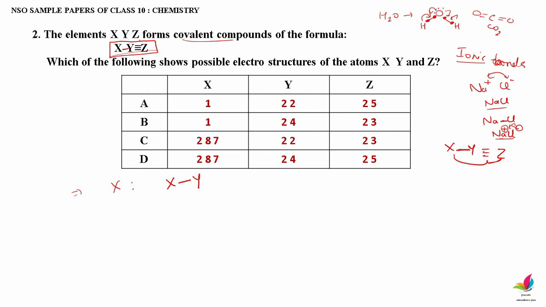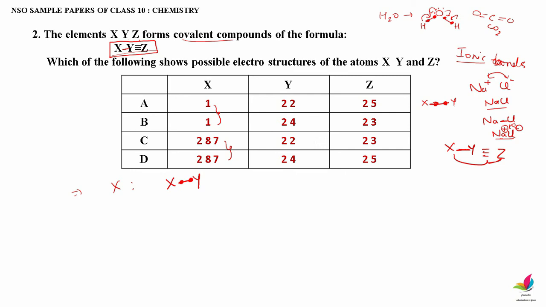Now we know how this one bond is formed. It is formed due to mutual sharing of electrons. Always remember, one bond represents two electrons, one from each of the adjacent atoms. Similarly here, one electron will be from X and one electron from Y. In the options you can see that these two are the same and these two are the same, so we can analyze 1, 1. So here you have 1.